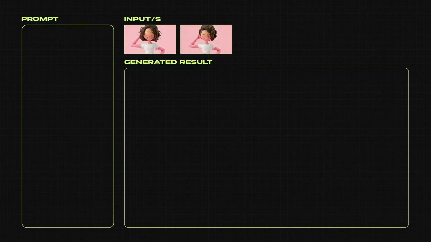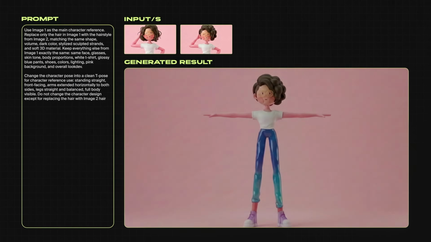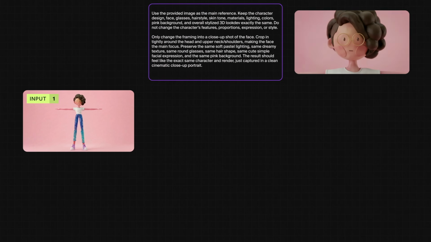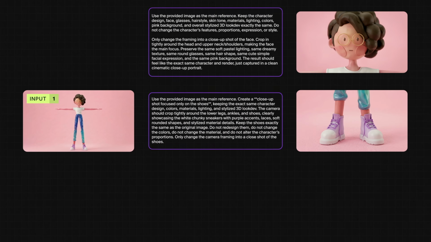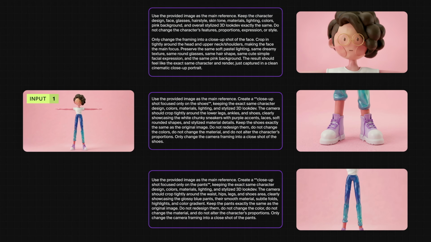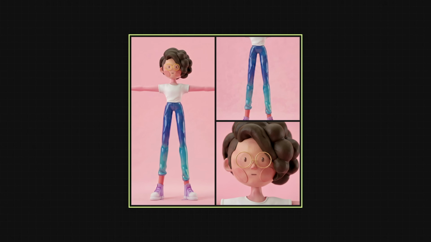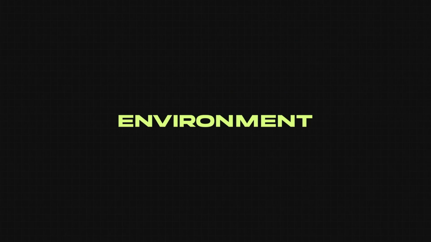Now I'll combine the best parts from both results, generate a clean T-pose as well, and now our character is officially locked. To make everything easier later, I'll generate 3 different close-up shots of the character using 3 simple prompts. Now I'll combine all of them into one clean character collage. Perfect. Now we can move to the environment.